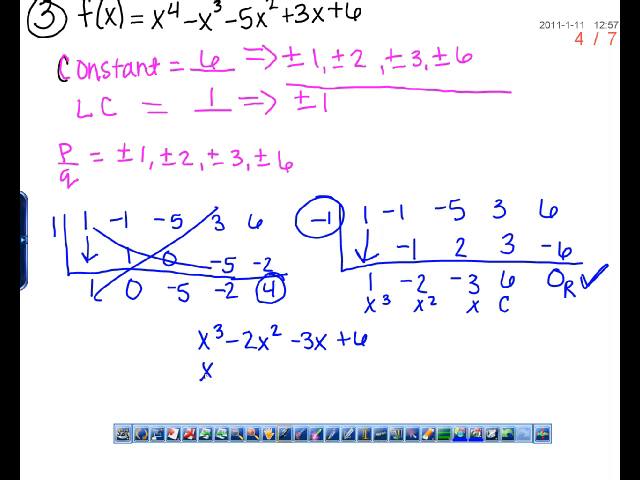I would pull out an x squared. I would have x minus 2. Pull out a negative 3. I would have x minus 2. So this factors to x squared minus 3 and x minus 2.